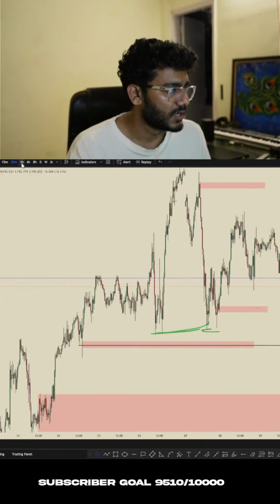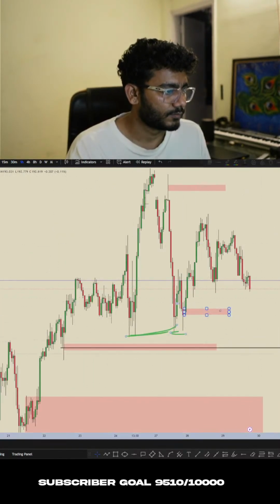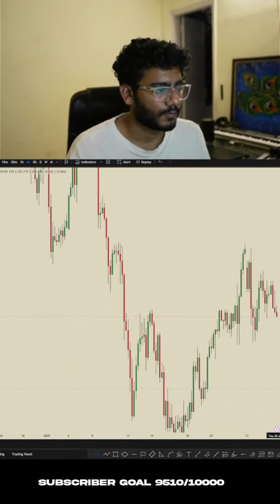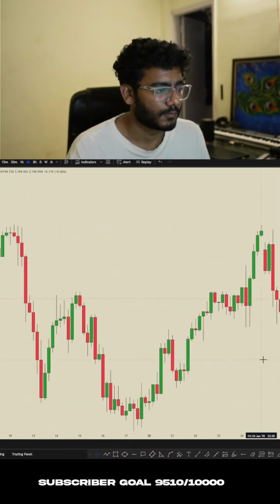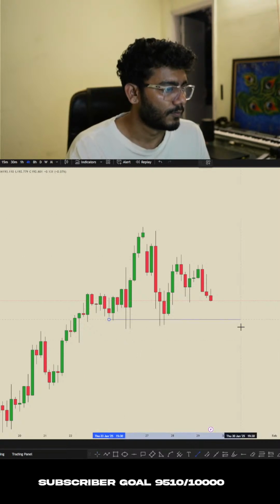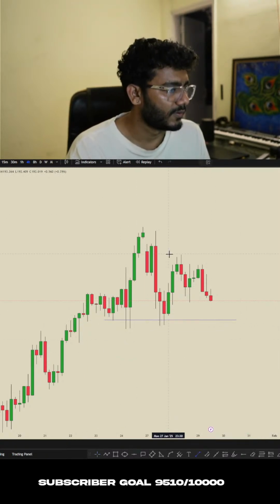So on GJ, let's look from higher time frame. Price induced these lows. Okay, we have a lot of liquidity sitting above this high, and we can see price sweep the liquidity from this low.